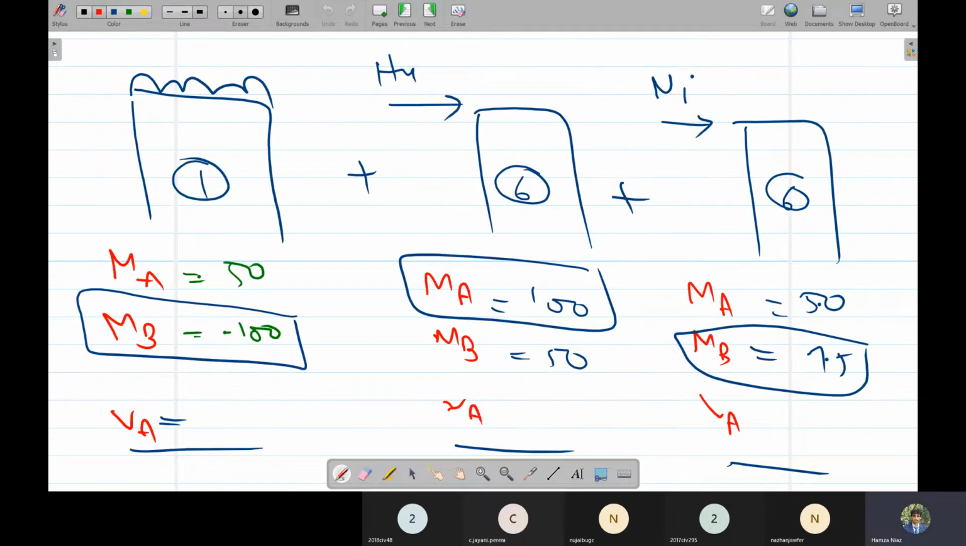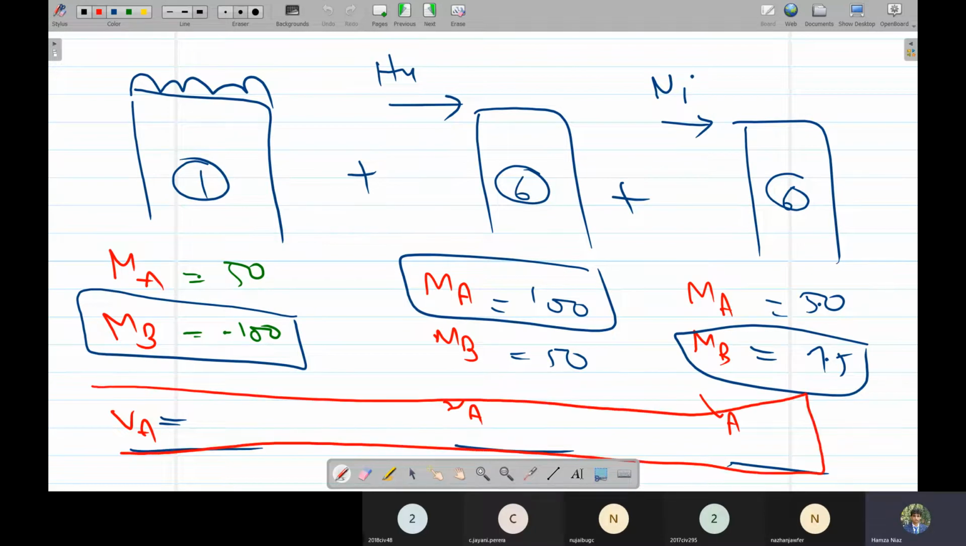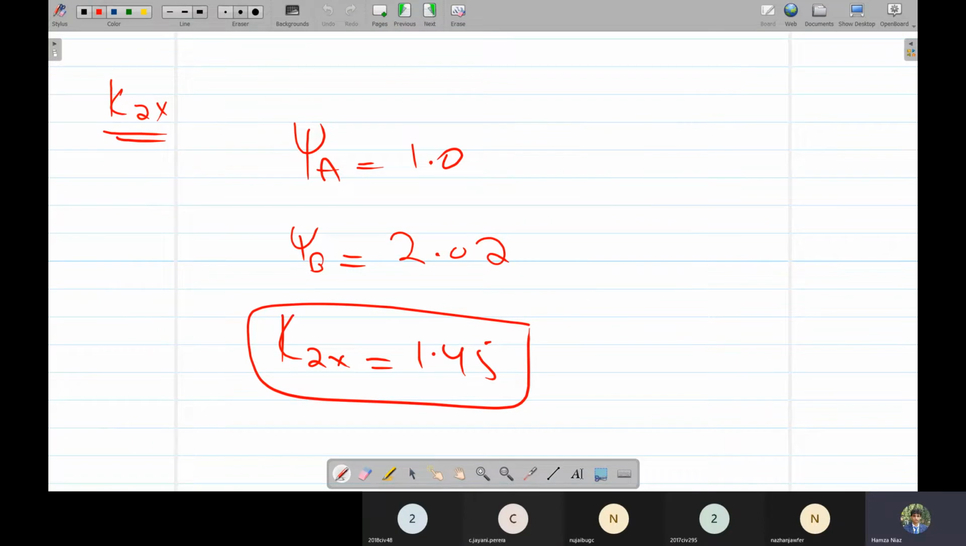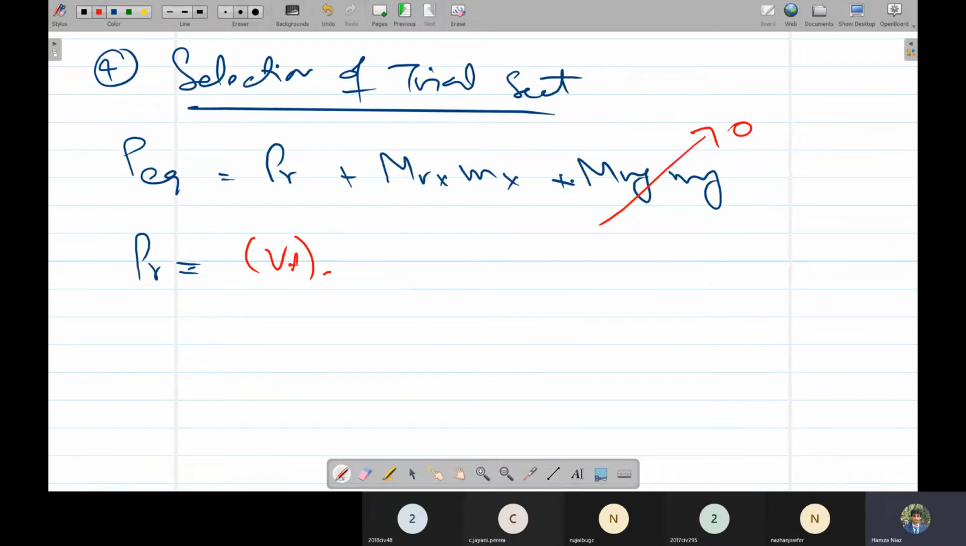We calculated VA in 3 cases, so we'll simply add them. Plus VA from this, plus VA from this, plus VA from this. So VA from gravity plus VA from wind plus VA from notional. We'll simply add them irrespective of the signs. Whatever the signs are, we are going to assume them as positive and add them. So this would give us PR, the applied force.